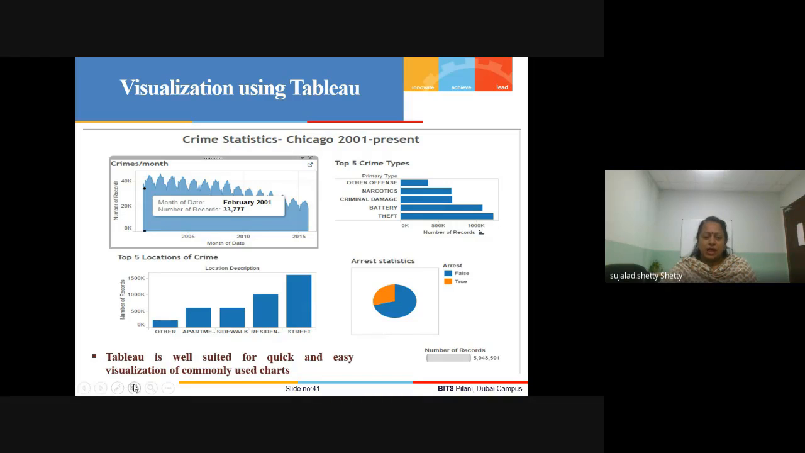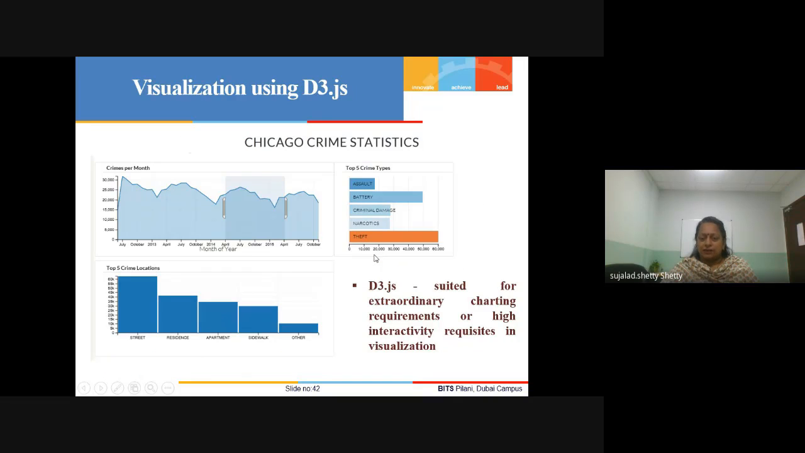So with respect to Tableau, we were able to generate different kinds of charts and all that. Tableau is well suited for quick and easy visualization, and it is commonly used for making charts. Similarly, we had worked with D3.js. This is suited for extraordinary charting requirements and high interactivity.